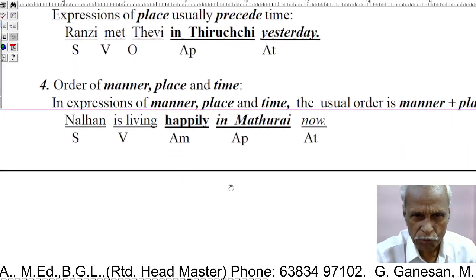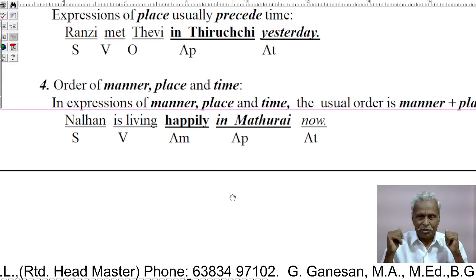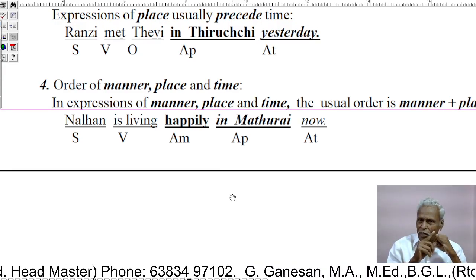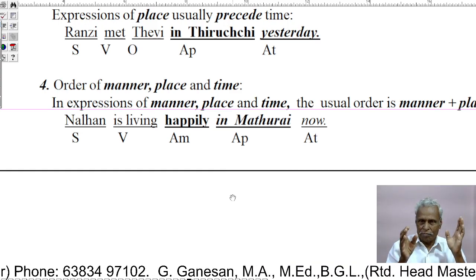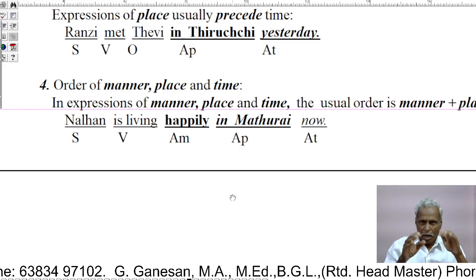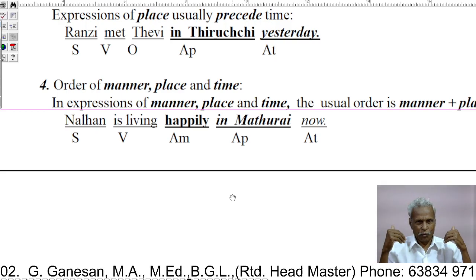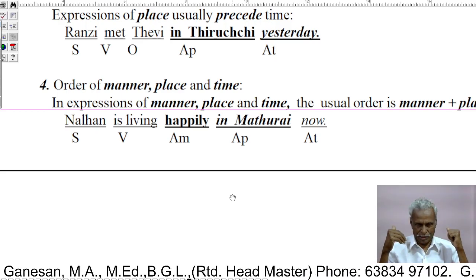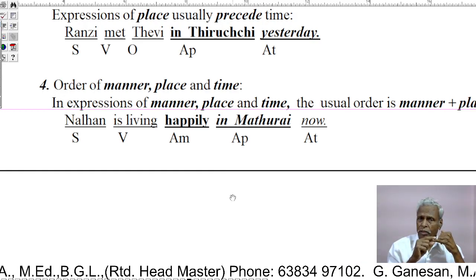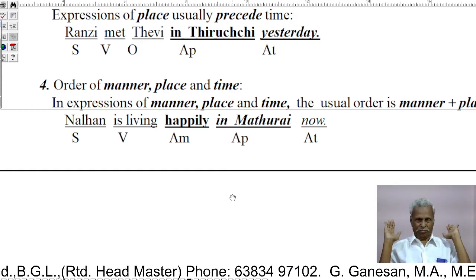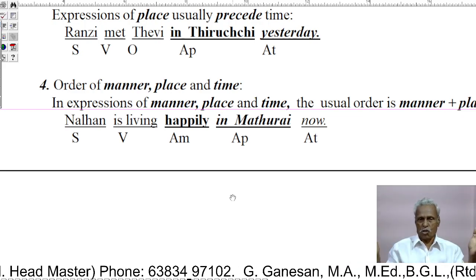The fourth one is very, very important: the order of manner, place and time. That is, when the three adverbs of manner, place and time appear in a sentence, one after another, the order should be manner, place and time. Manner should be first, place should be next, and time should be last.